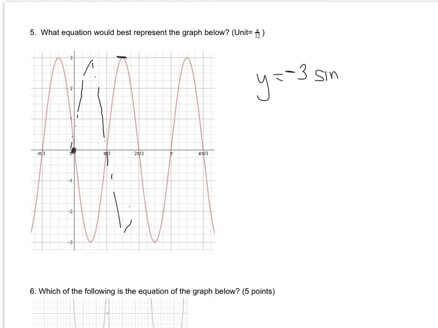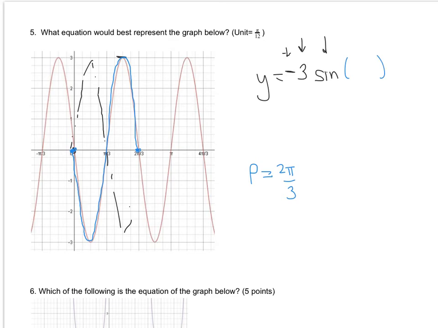So now we've got it going to the correct height, it's doing the correct motion, and it's going the correct direction. Now all I have to figure out is how big the period is going to be. Now the period is from where this thing starts to where it starts to repeat itself. So if I go down, and then I go up, and then I go down again, it seems to repeat itself every 2 pi over 3. So the period is 2 pi over 3.